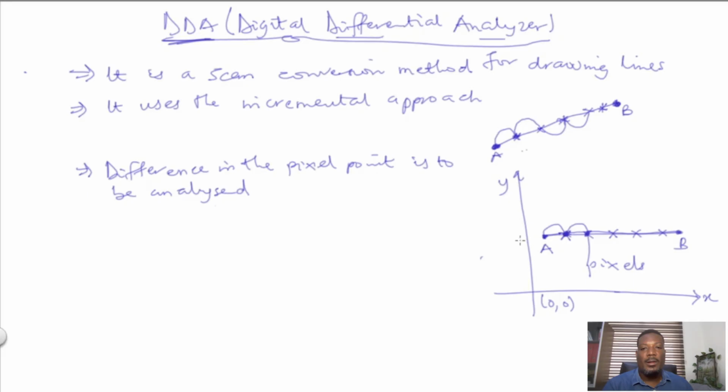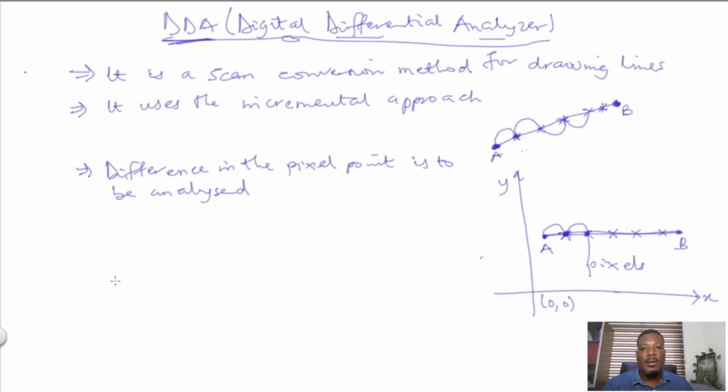Now, this is just an introduction to the DDA, or the Digital Differential Analyzer algorithm. In the next step, I'm going to explain the algorithm itself, and when that is done, we'll go through about two examples, so you get familiar with how the system works.